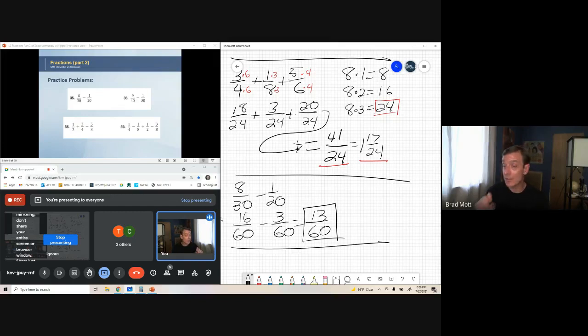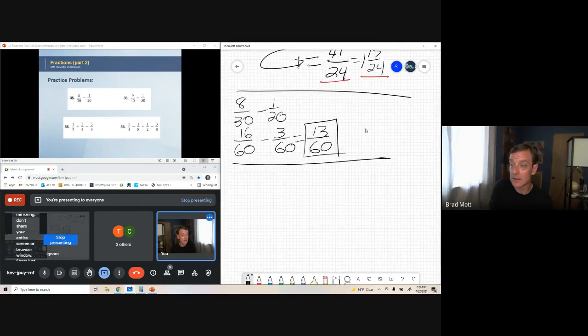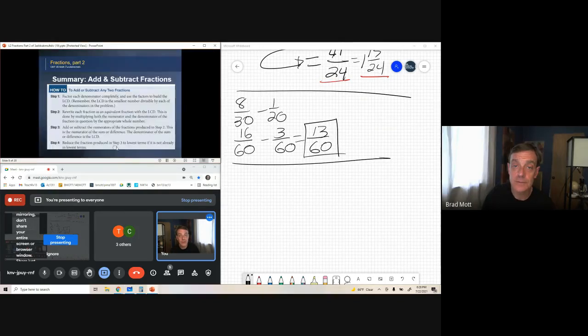Is there anyone who would like me to work more addition or subtraction of fractions? I'd be happy to do that if anyone would like a little extra help on that. Okay. You guys are sharp. So here is the big drawn out English version of how to add and subtract fractions. If you like looking at walls of text and that helps you understand math, there is your wall of text, step by step on how to add and subtract fractions.